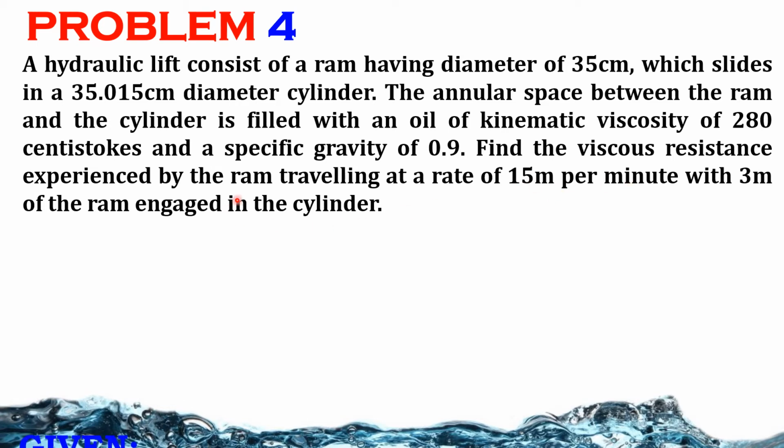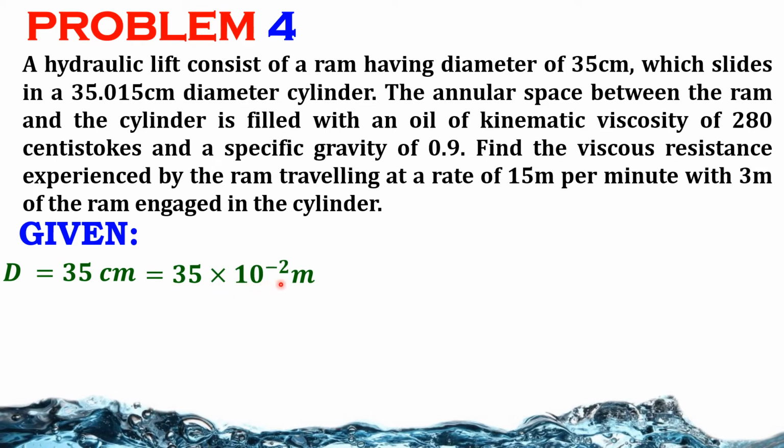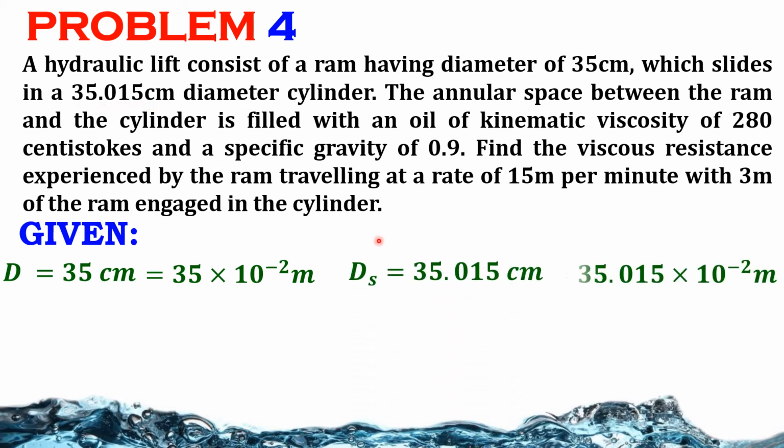So given, they are given the shaft diameter d as 35 centimeter. Therefore, d is equal to 35 into 10 to the power minus 2 meter. They are given a sleeve diameter ds as 35.015 centimeter. Therefore, ds is equal to 35.015 into 10 to the power minus 2 meter.